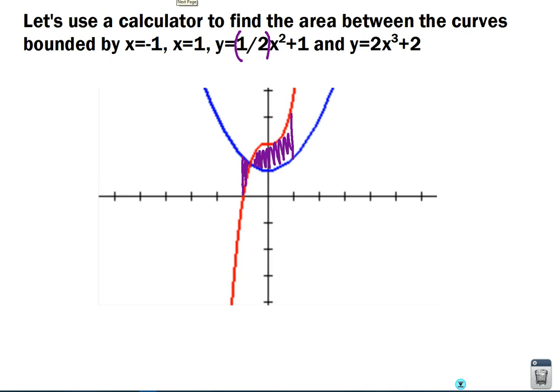Okay? Now, if there wasn't a place where they swapped, if it just stayed top curve minus bottom curve the entire time, and you wouldn't need to worry about that, then you don't need to worry about the absolute value bars. You would just type it in like normal.